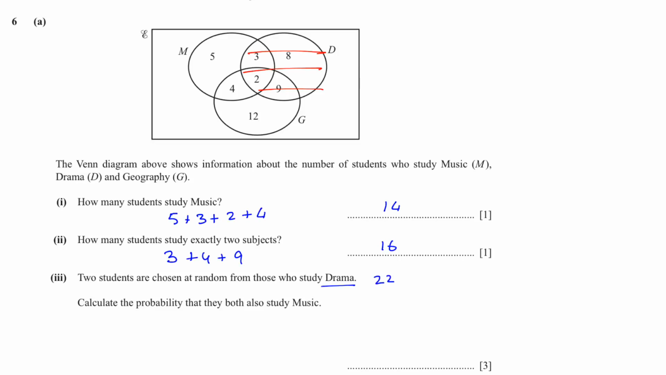Out of the 22 students, there are 5 students who study music. 3 and 2, 3 plus 2, 5. So 5 over 22 is the probability that the first student studies music. And if he chooses another student, because one student has become less now, there'll be 4 students and the total number of students will also be less. It will be 21. So 5 times 4, 20 and 22 multiplied by 21, 462. So that's the probability.